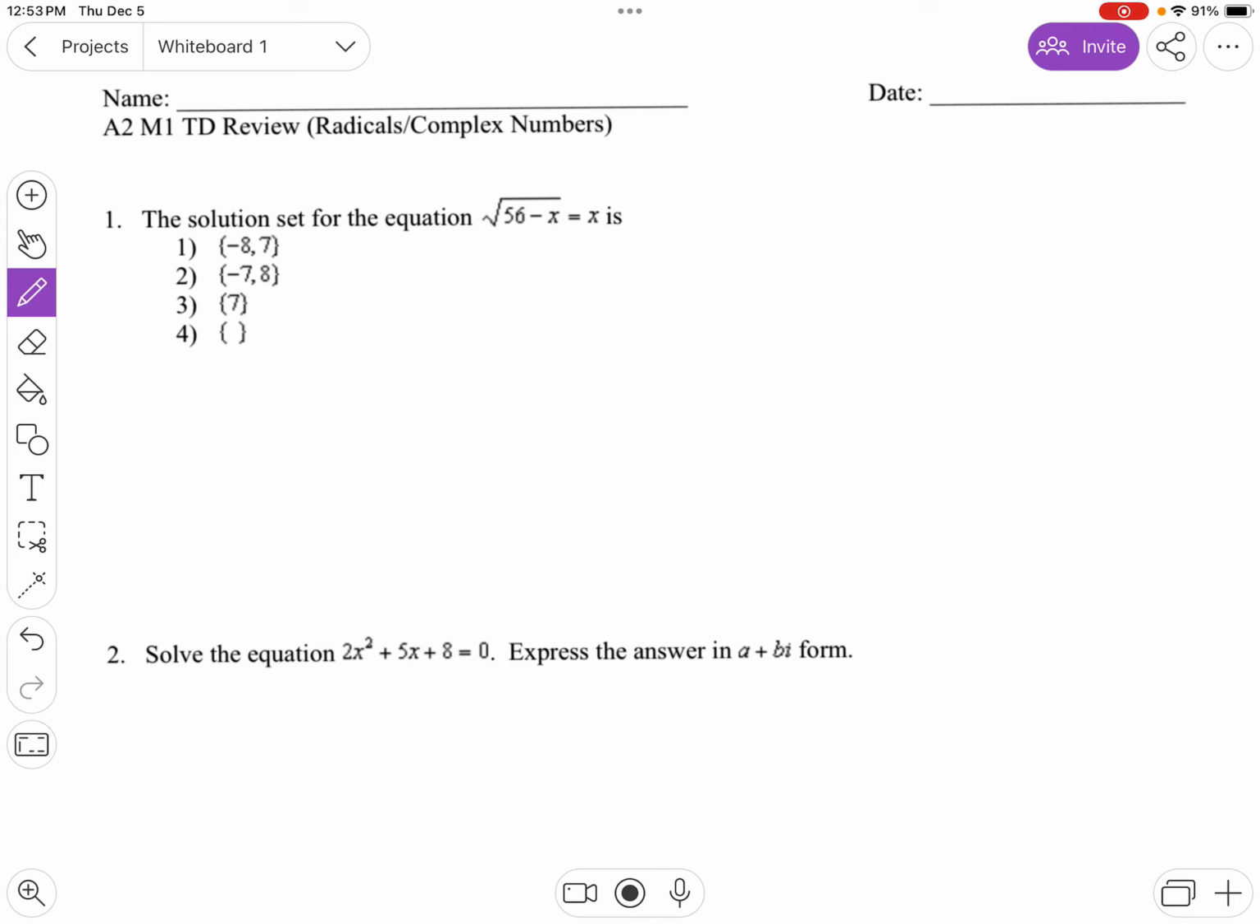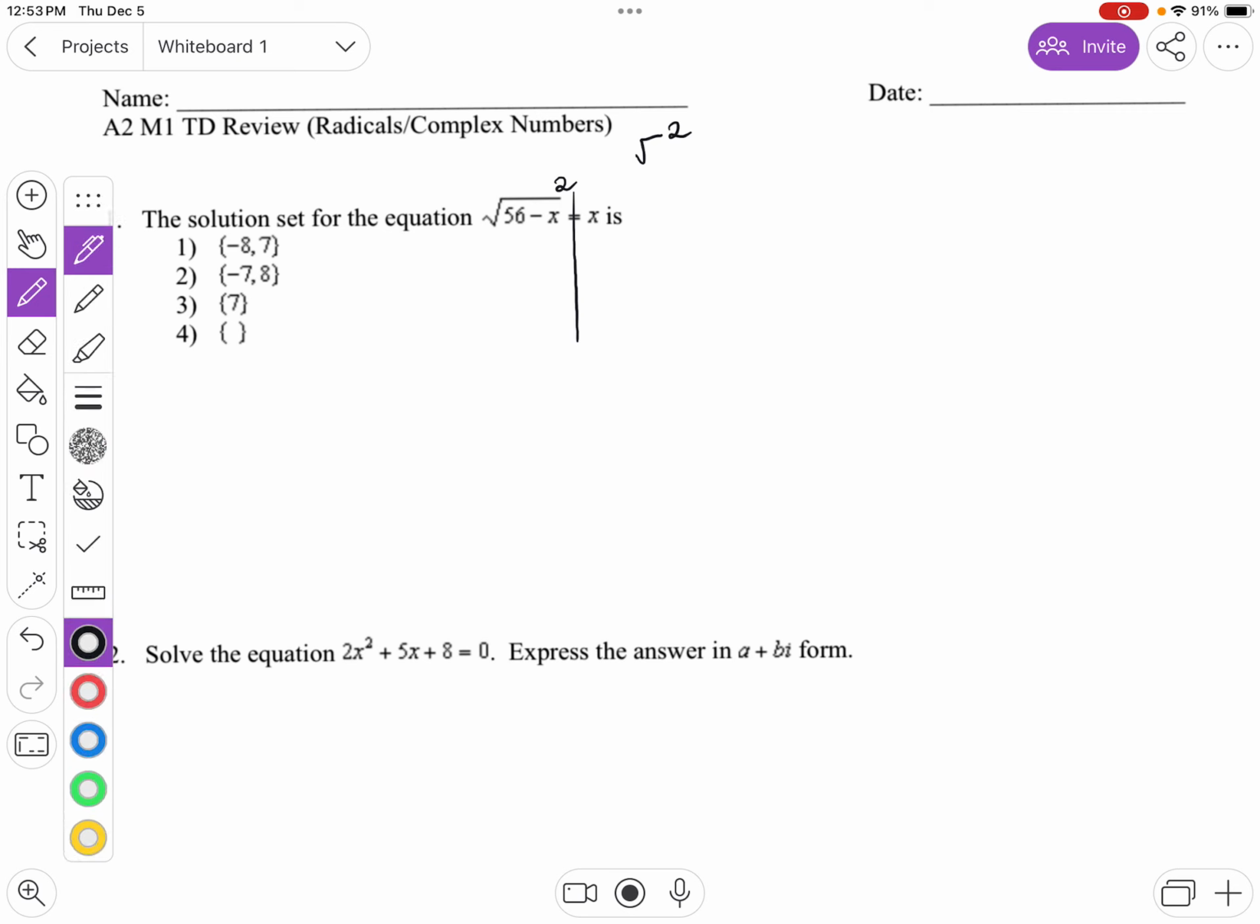Question 1, the solution set for the equation is... okay, so this is a radical equation, and the opposite of a radical is to square it. So the first thing we want to make sure is that our radical is isolated on one side of the equal sign, which it is. So we're going to go ahead and square it. And squaring it doesn't do anything to the inside. It really just is the opposite operation. So we're just left with what's underneath.